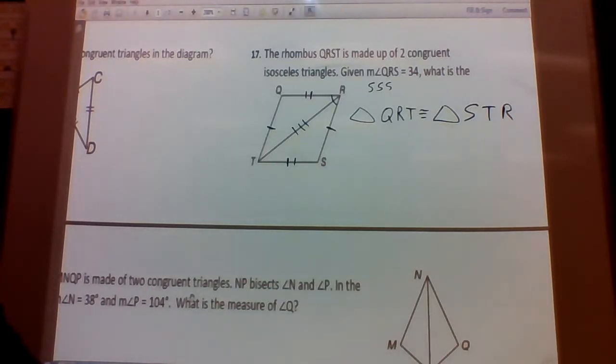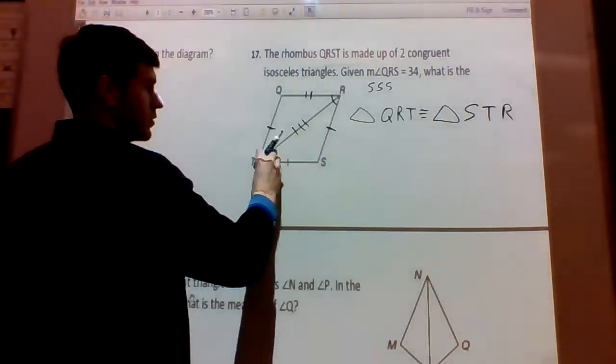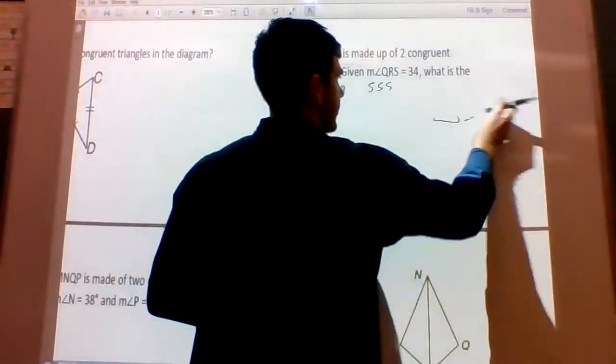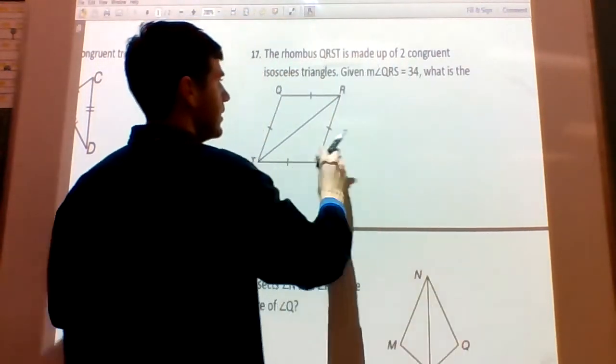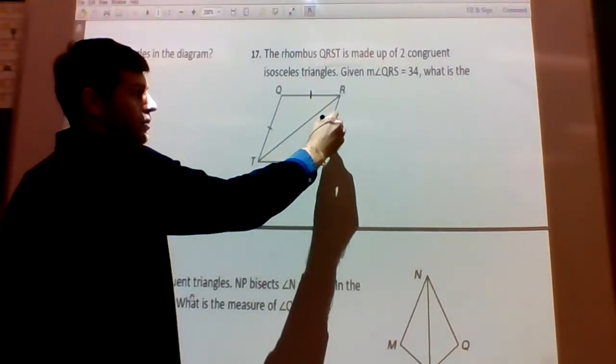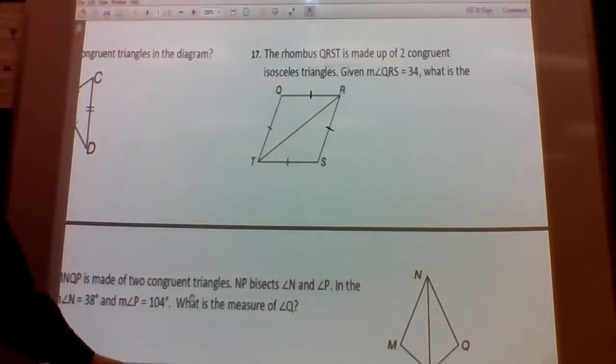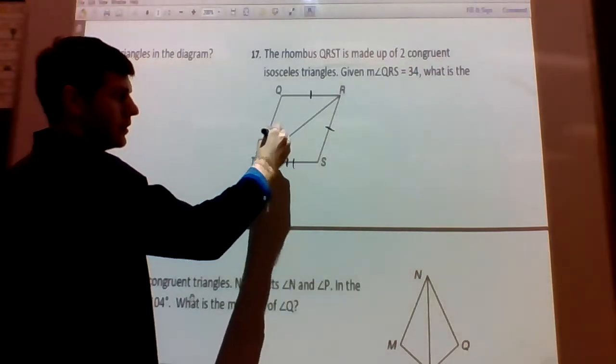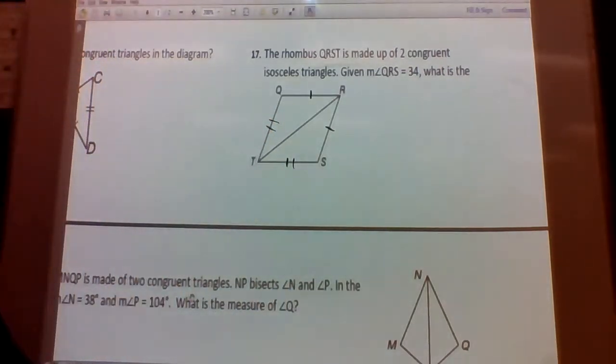Well, we wanted those two angles to be congruent. So let's scratch that. Let's go back. Start this problem over. Okay. Let's say QR is congruent to RS, because it is. And then our second pair is going to be ST and QT.